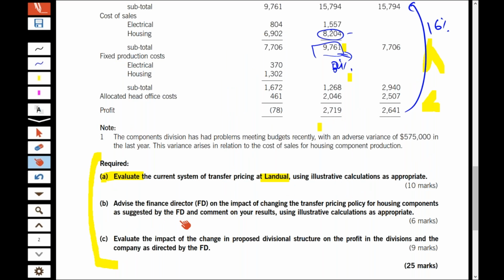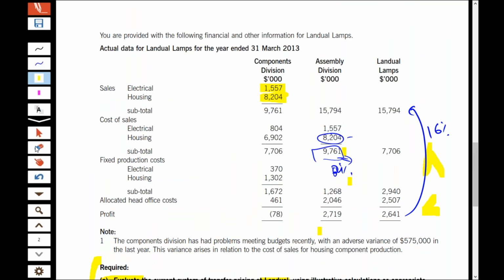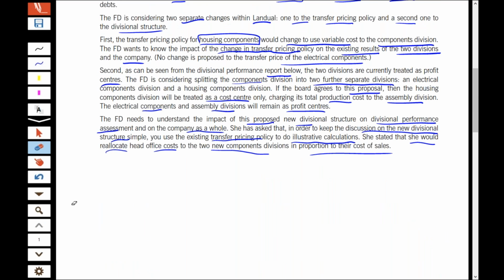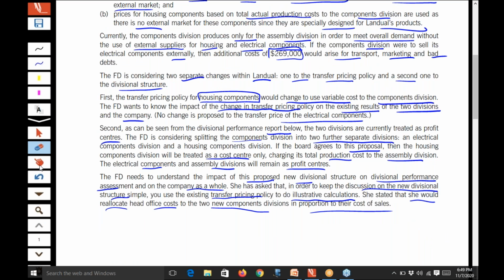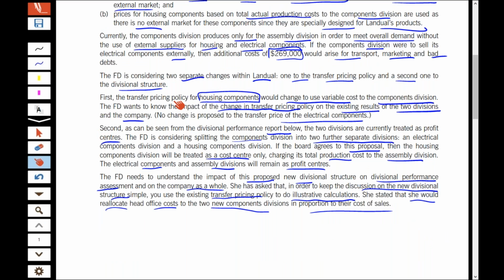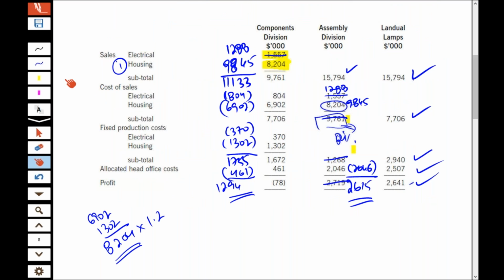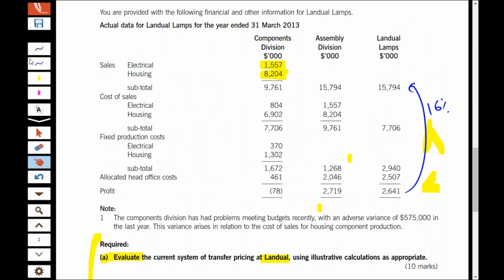Now, the next part of this question says: advise the finance director on the impact of changing the transfer pricing policy for housing components as suggested by the FD, and comment on your results using illustrative calculations as appropriate. We just need to see what the suggestion is. The finance director's suggestion is that the transfer pricing should be to charge variable cost to the component division.